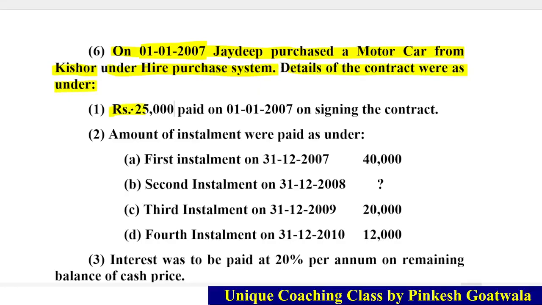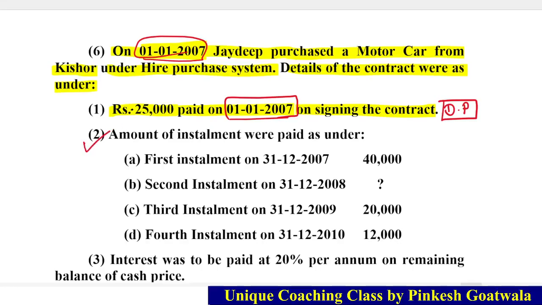First of all, 25,000 paid on 1/1/7 on signing the contract. So indirectly we know that what is this? It is the amount of down payment. Okay, 25,000. So I put it as a down payment because it was paid on the date of the contract. So down payment is given, 25.